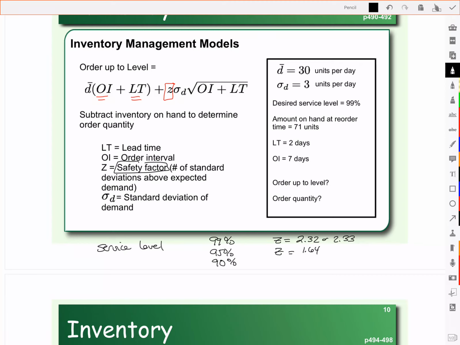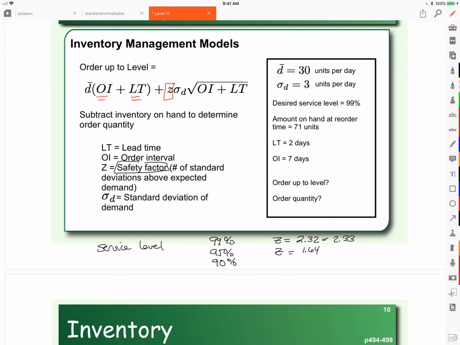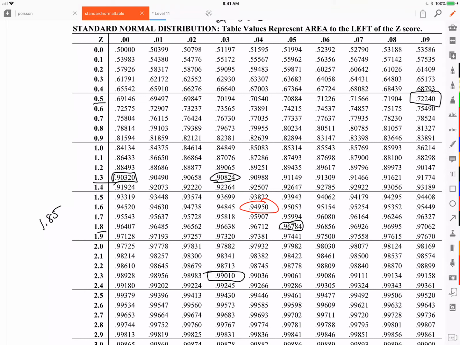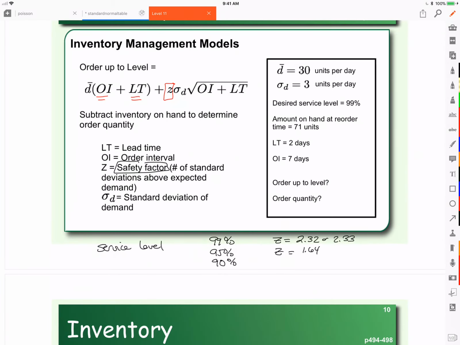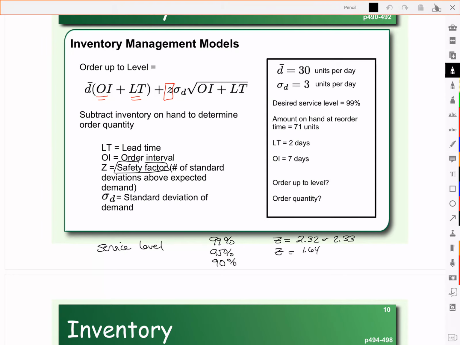Would be about 1.64. Okay, for a 90% service level, we go to the standard normal table. We're looking for 90%. So notice at 1.29, that's 0.90. At 1.28, it's 0.89973. So at about 1.28, that's the closest we get to our 90%. So if we want a 90% service level, we're going to use a z-score of about 1.28.